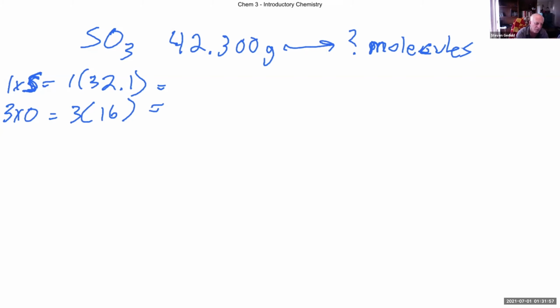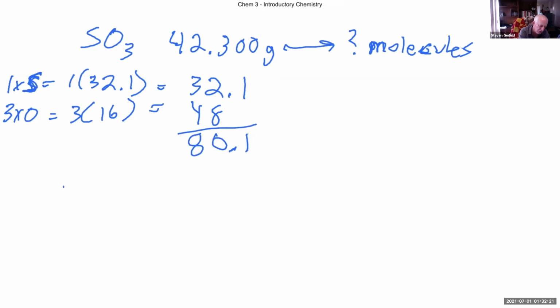All right, so 1 sulfur. This time we won't double it. 1 sulfur is 32.1. 3 oxygens is 16 times 3, 48, right? 48, yes. So the total is 80.1 grams per mole. So let's do our conversions now.